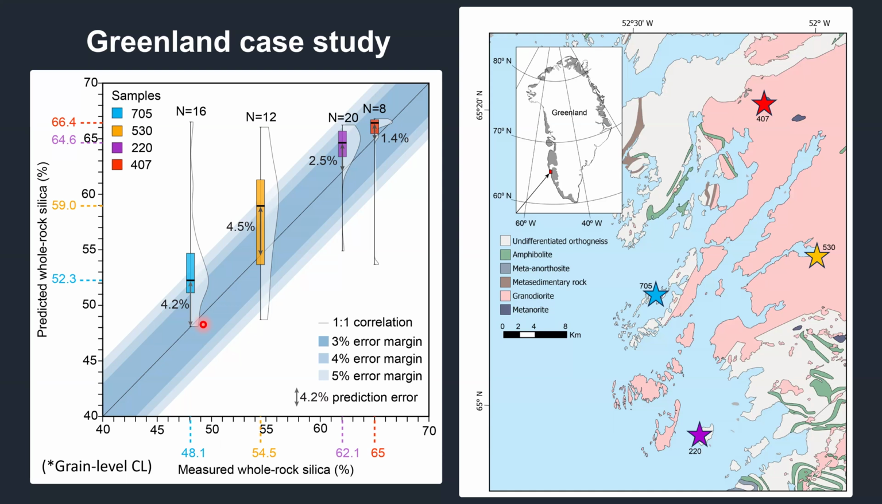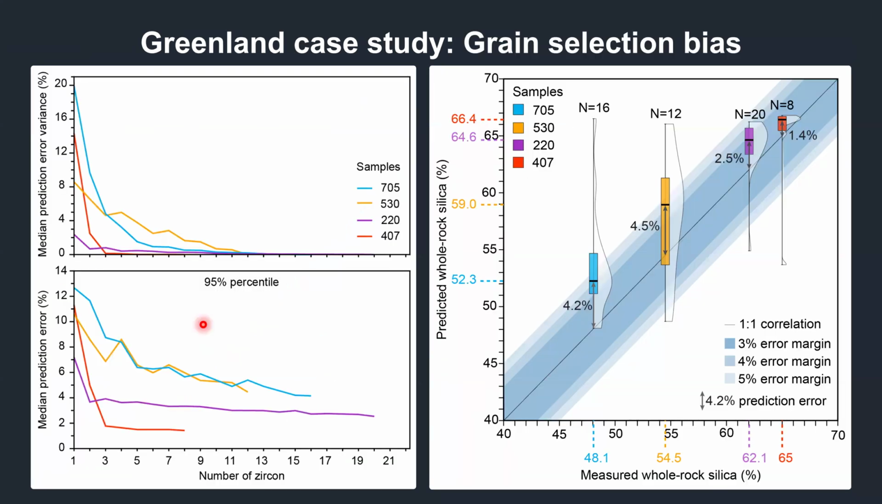Now, this implies that if you wanted to use this technique, you'd have to run it on a zircon population. How big a population would you need? So we looked at our zircon grains, and we went through these samples, starting at one zircon, incrementally increasing the number of zircons. For example, if it's 3 zircons, we randomly select 3 zircons, and we repeat that 100 times.